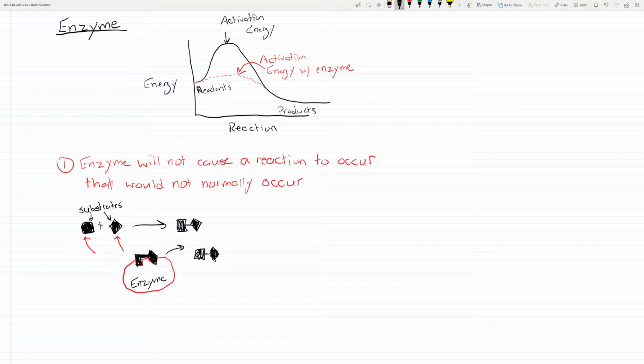Okay, so the neat thing about this enzyme is it will only act on these substrates. It will only act on these substrates. If I get something that's shaped like a square and a triangle, this enzyme won't work on it because they don't fit inside that enzyme. And that is rule number 2. Enzymes are specific.